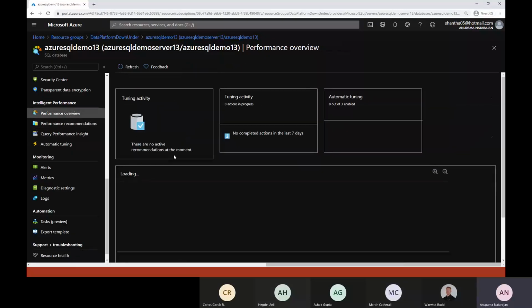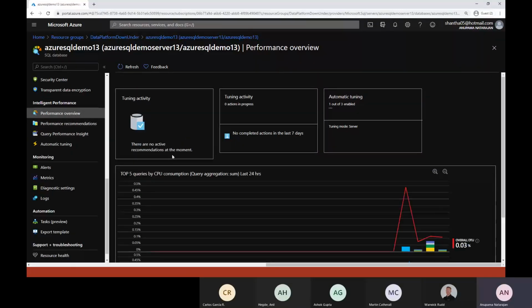And finally, we also talked about DMVs, right? You can use DMVs by connecting to your Azure SQL, either using Azure Data Studio or SQL Server Management Studio, and you can run those DMVs straight on your Azure SQL database. So that's another way of getting an in-depth analysis of what's going on with your Azure SQL database.